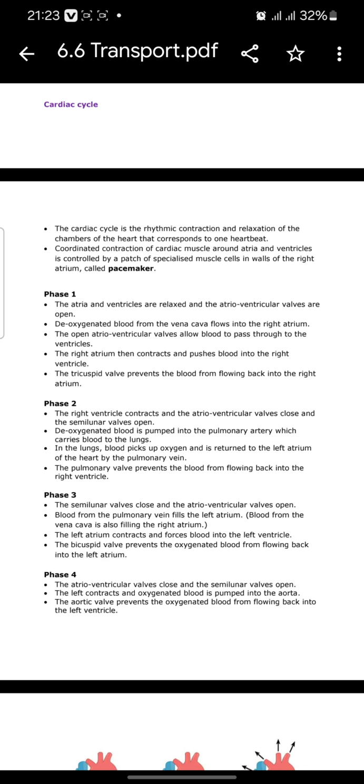So coordinated contraction of cardiac muscle around the atria and ventricles is controlled by a patch of specialized muscle cells in the walls of the right atrium called the pacemaker. Remember, we said this one is not coordinated by the brain, but is controlled or coordinated by the pacemaker.